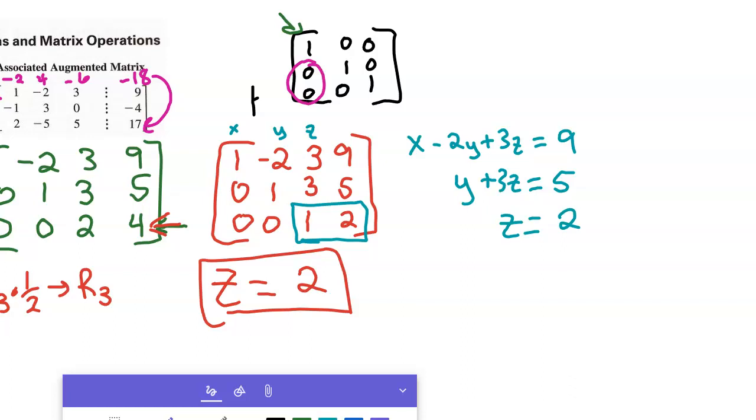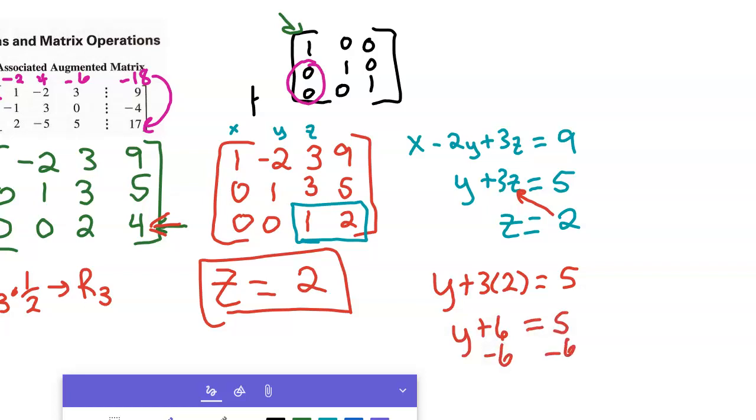So now for z, we can plug a 2 right there. And so we know y plus 3 times 2 equals 5. So y plus 6 equals 5. You subtract the 6 over, and y equals -1. So now we've got 2 of our answers. y equals -1, z equals 2.